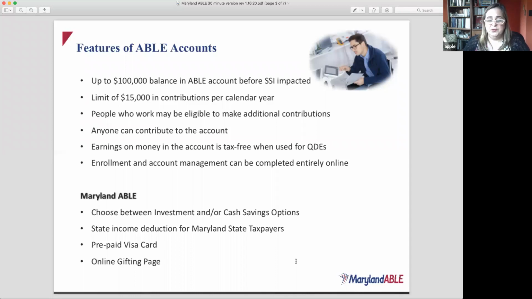Some people do 20% in cash, 80% in investments, or any variety of that, just so it gives them the opportunity to explore both. You're also able to change those options up to twice per calendar year.